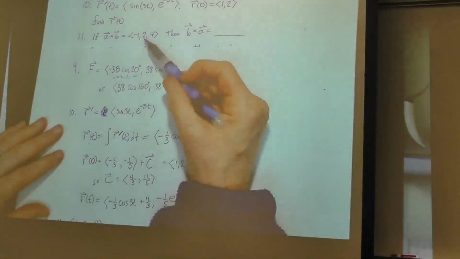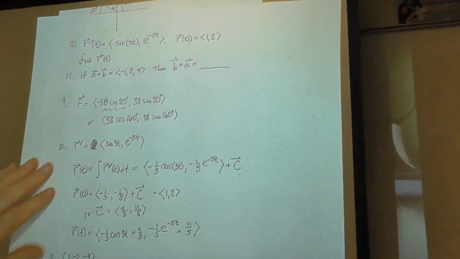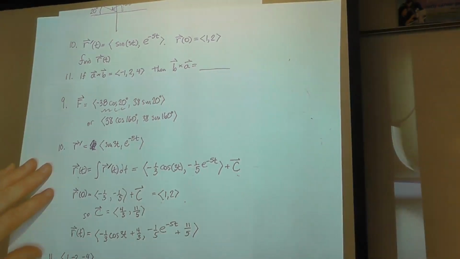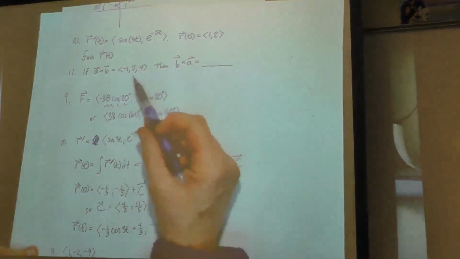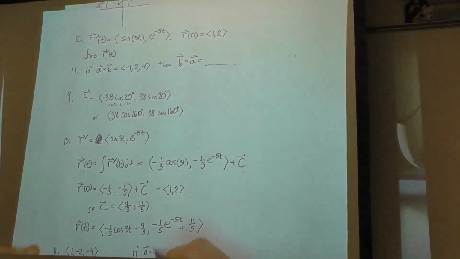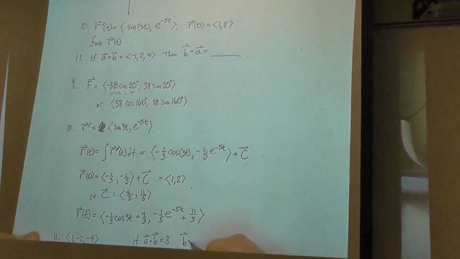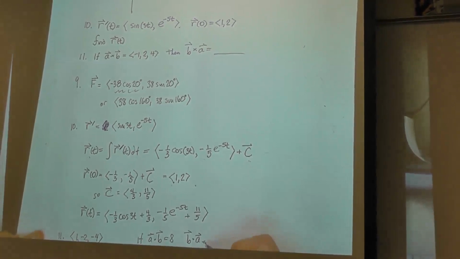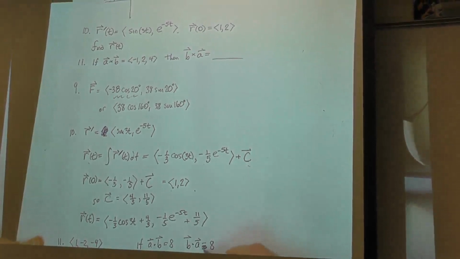A cross B is this. You go in reverse order. For cross products, you get negatives. So I just changed the sign of everything here. And notice if A dotted with B is 8, B dotted with A is negative 8? Positive 8. Also 8? Yes. Oh, dotted?